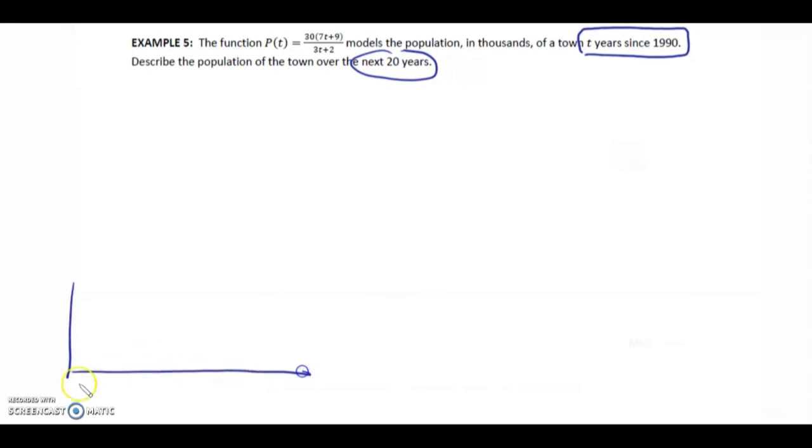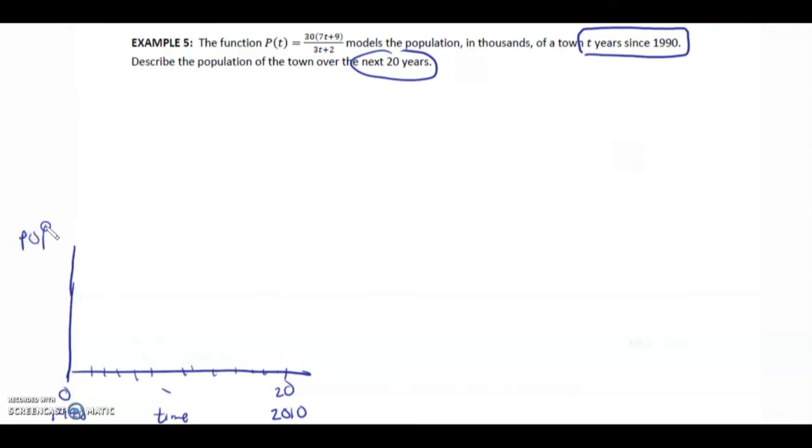Example 5, the function p of t equals 30(7t plus 9) over (3t plus 2) models the population in thousands of a town t years since 1990. Describe the population of the town over the next 20 years. So essentially what we're going to be looking at is t equals 0, so this is time, and this is 0, which is 1990, and we want to look at the population to year 20, which is 2010, as an example.